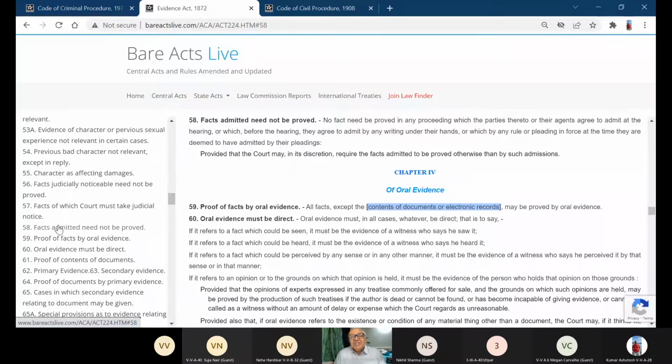ये बोलेंगे, then they admitted facts. That becomes proof of the fact. अगर वो सब नहीं करेंगे, this is not admitted.